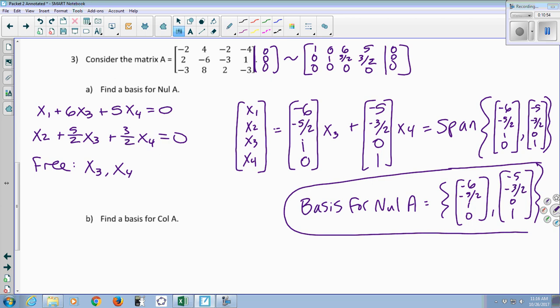Yeah, so when you're writing a basis, you don't have to write the word span, because the word basis encompasses the fact that if you take the span of them, you get the whole space.